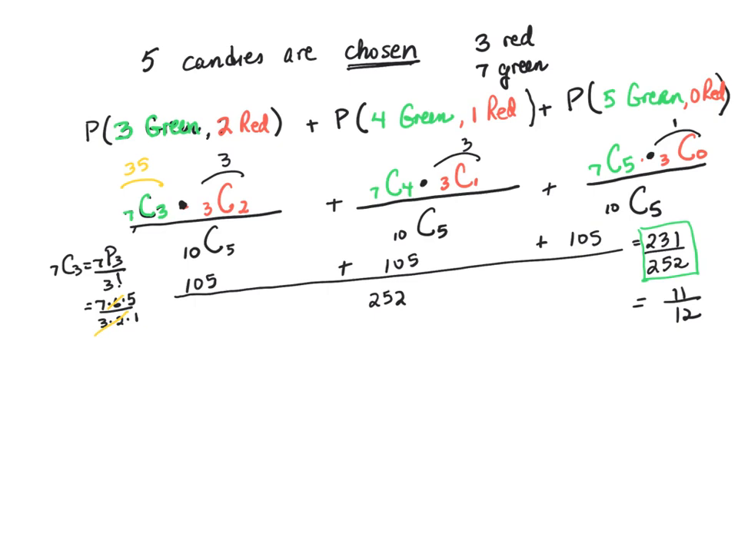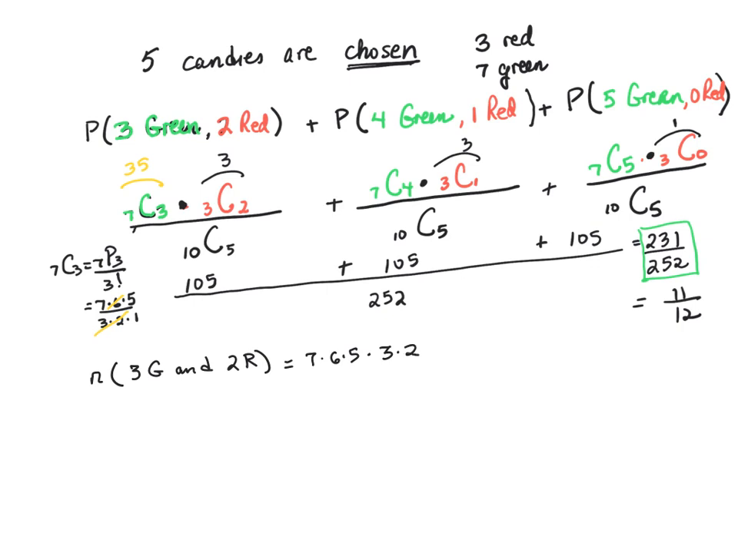Doing this problem using permutations is very difficult. Let me show you why. If we were going to consider the number of ways to have 3 green and 2 red, using the counting principle just like we do with permutations, well, the number of ways to pick 3 green, we have 7 green, so it would be 7 times 6 times 5, that's for the 3 green, and the 2 red would be just 3 times 2.